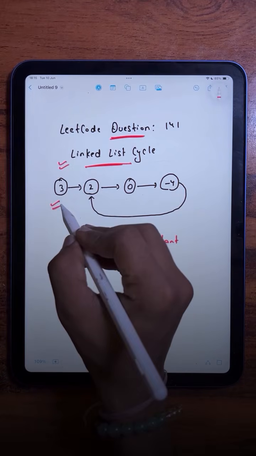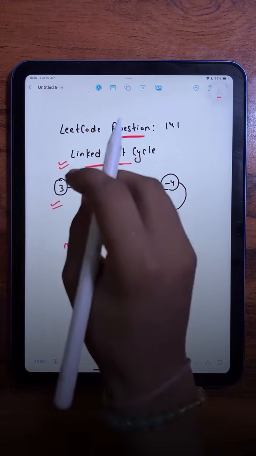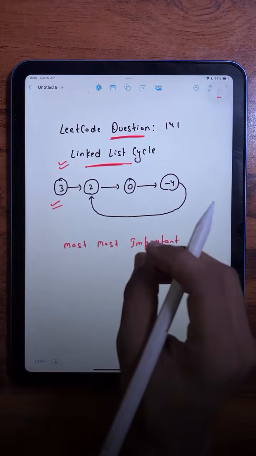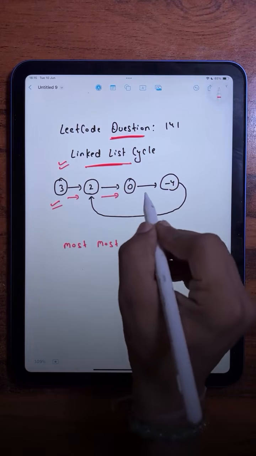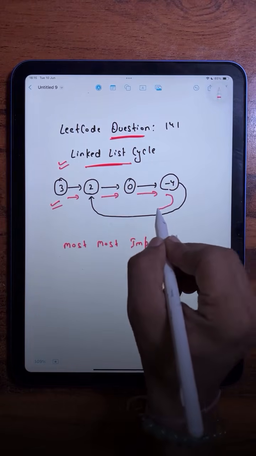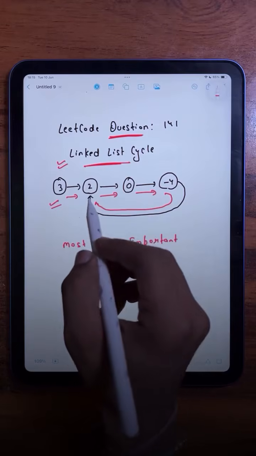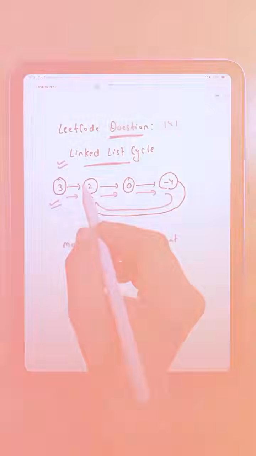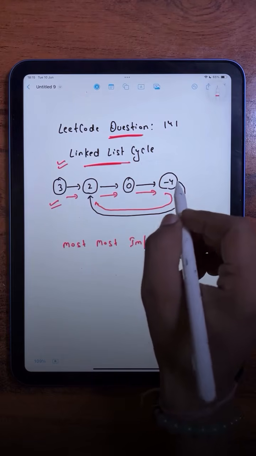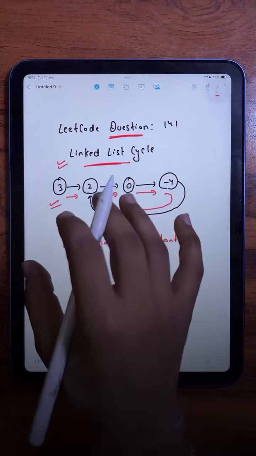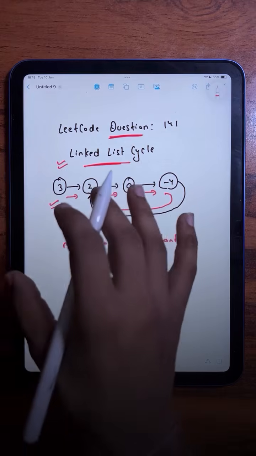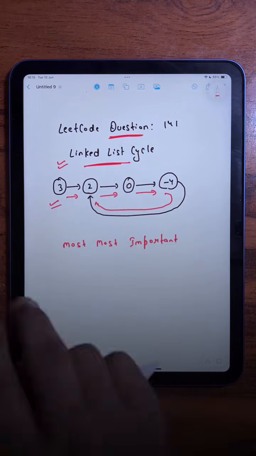So we are given the head of the list and our task is to determine whether the list has a cycle in it or not. Cycle means there is some node in the list that can be reached again by continuously following the next pointer, right? So in this case you can clearly see we can reach this node again by following the next pointer of this particular node. Okay, so this list has a cycle, so our task is to return whether the list has a cycle in it or not. Okay, so for this question let's see the first approach.